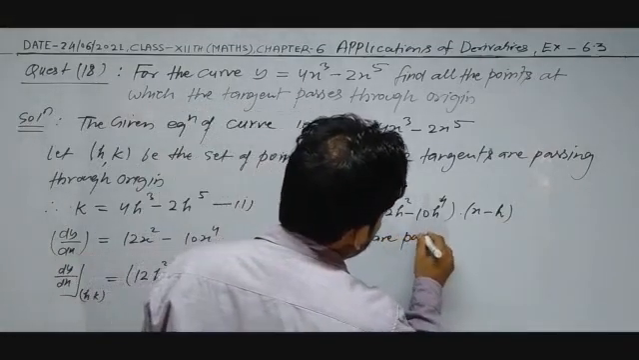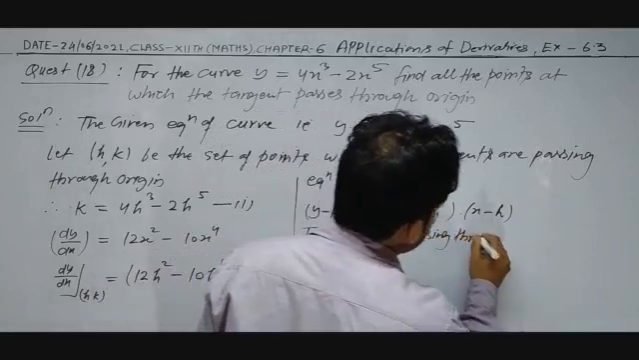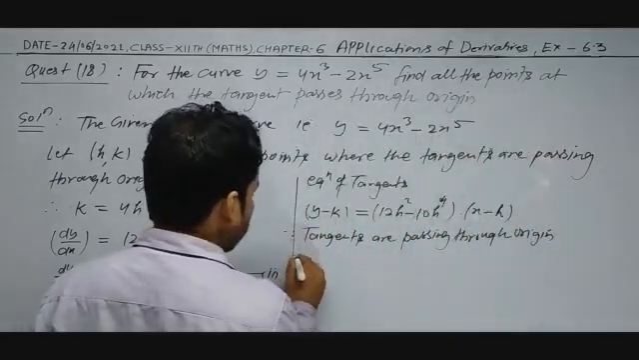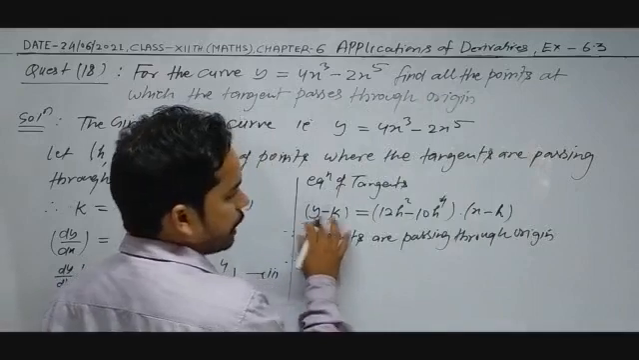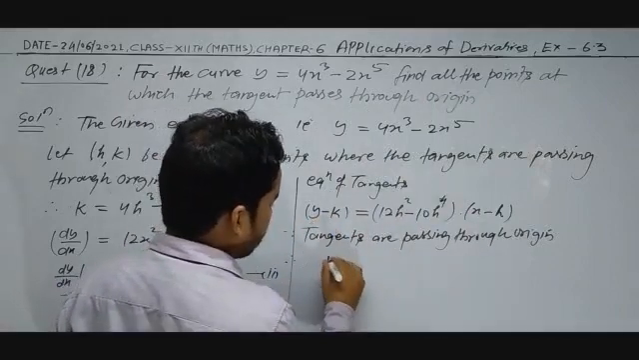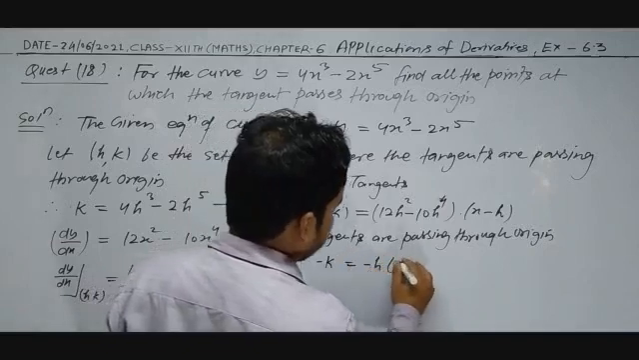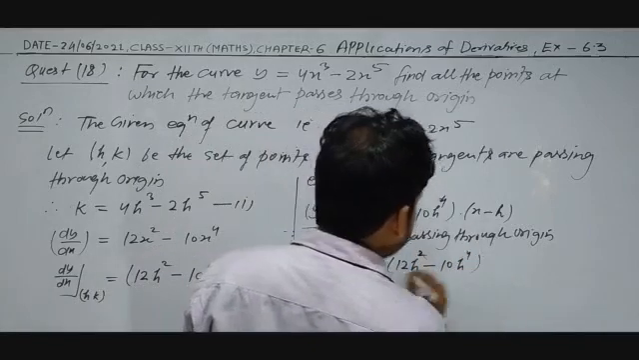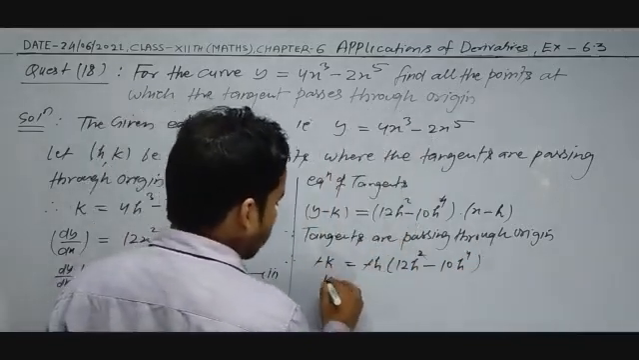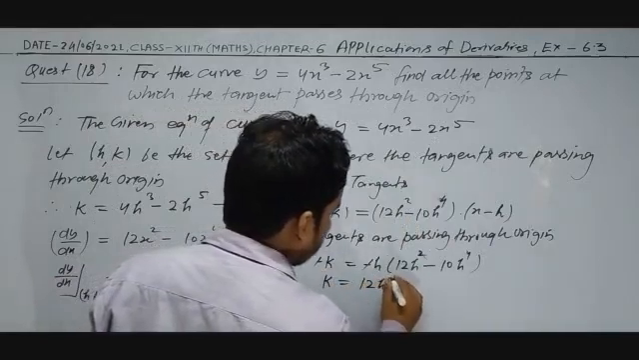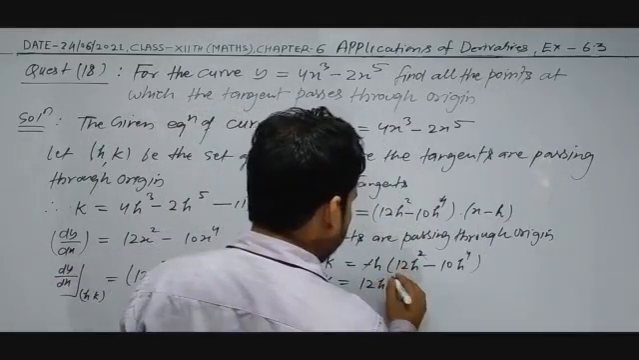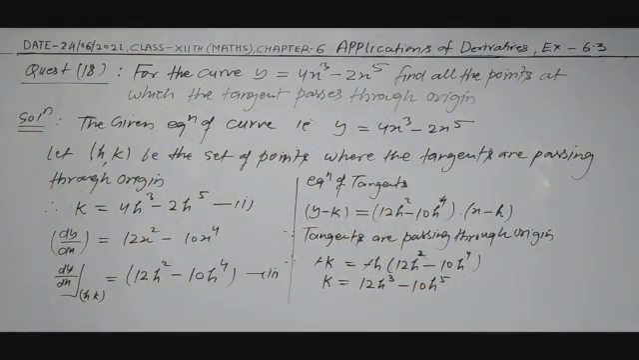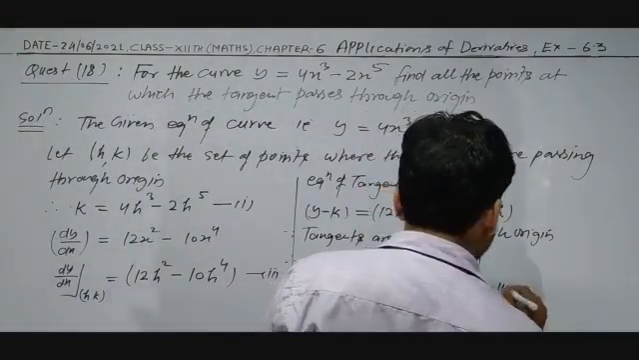Tangents are passing through origin. Therefore, at the place of y you will put 0. So 0 minus k, means minus k, is equal to minus h into bracket 12h square minus 10h to the power 4. Minus minus will cancel out. This implies k is equal to 12h cube minus 10h to the power 5. Consider this equation 3.